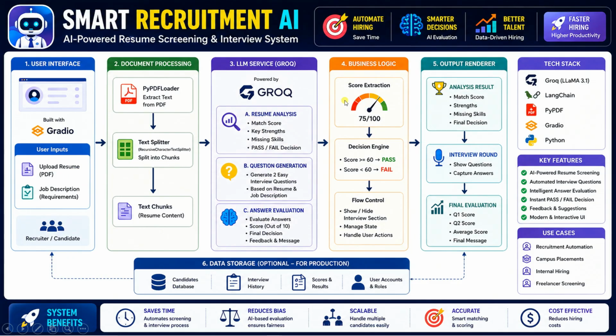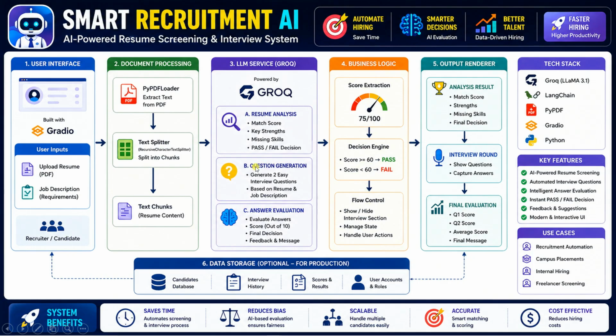After that, if the score is, let's say, 70% or 60%, you will pass. If it is less than 60%, you will fail, so you are unable to sit for the interview. This is nothing but our business logic. And flow control is to show or hide the interview section. If you pass, then it will show you the interview section rounds. Otherwise, it will not give you the interview round.